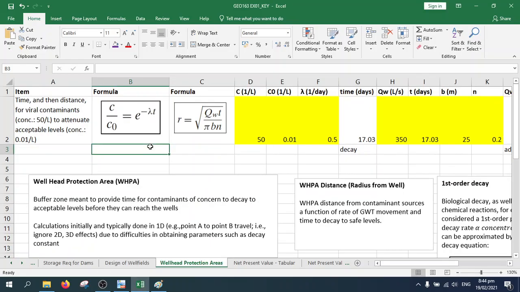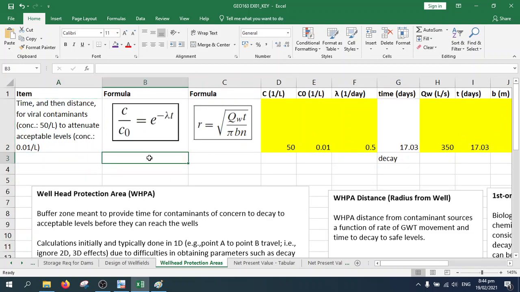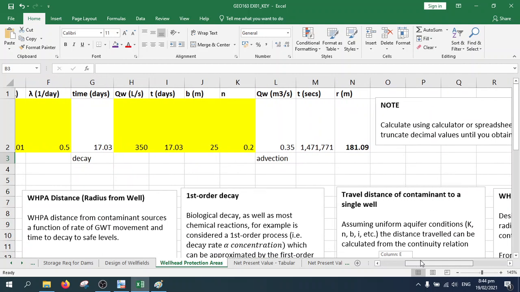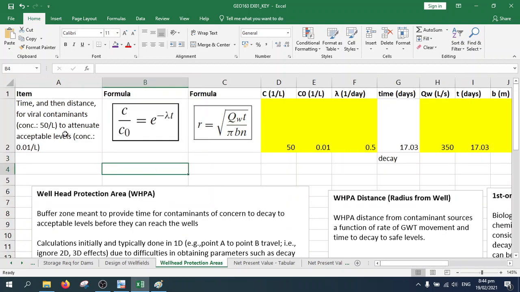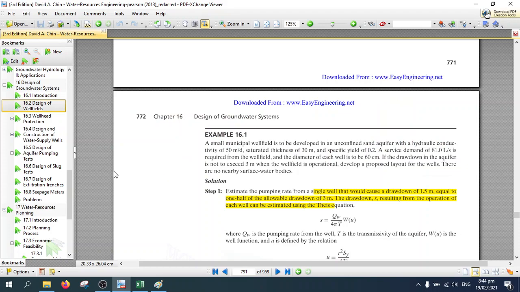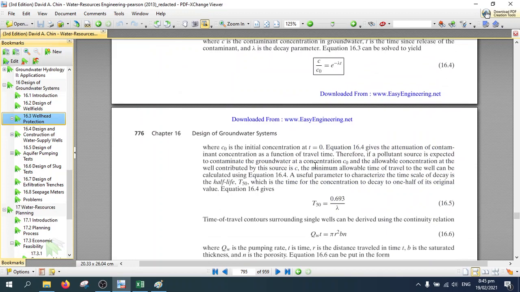Okay, so hello again. This is part 4 of our bonus and optional exercise, and now we will be talking about wellhead protection areas. I already discussed wellhead protection areas in lecture 1. So I'm going to jump on to the problem. Let's look for that example.